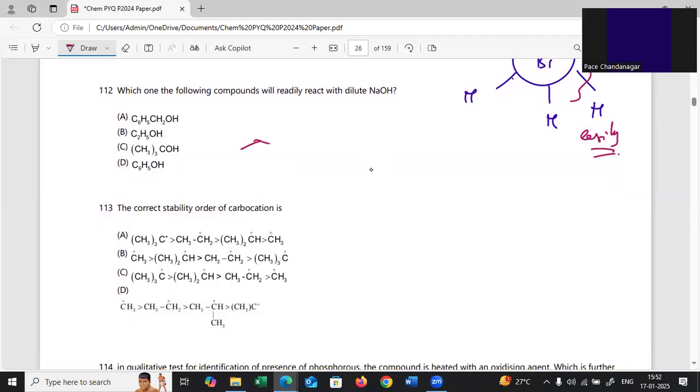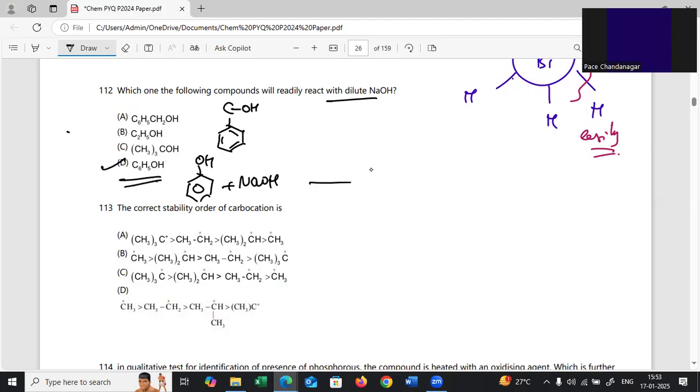That's what is asked to us. Which of the following compounds will readily react with NaOH? C6H5CH2OH, or C2H5, or this, phenol. Phenol readily reacts with dilute NaOH, isn't it? Phenol is the one, you can see this here.